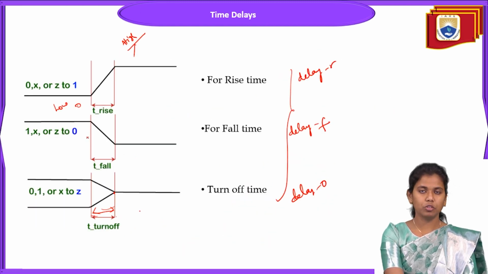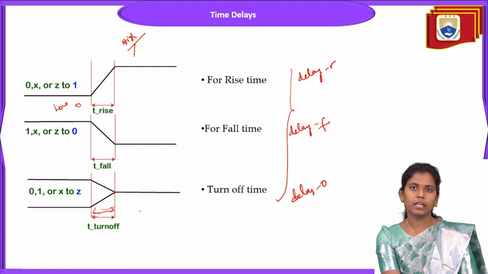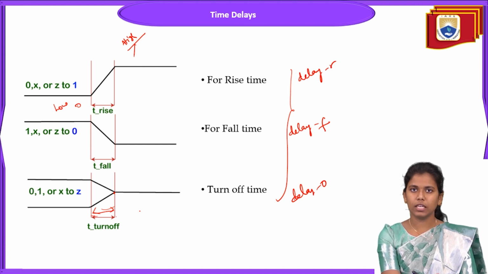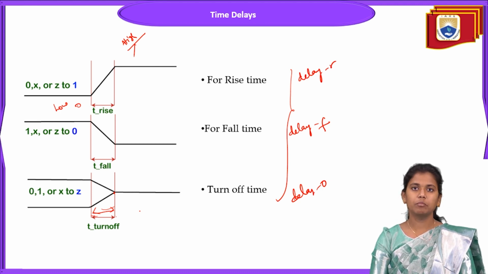And from the exam point of view, if you get any question based on the time delays pertaining to the 1 delay, 2 delay or 3 delay, with respect to switch primitives, then the good example is today's representations. You can study well and then give your best. So this is all about the time delays with respect to the switch primitives.